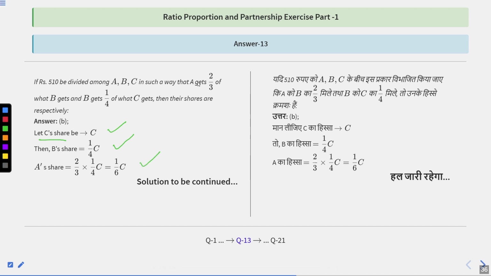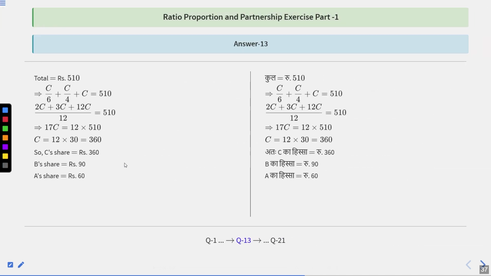Clear? Because the question says that A gets 2/3 of B and B gets 1/4 of C. So A gets 2/3 of 1/4 of C, which is 1/6 of C. Solution to be continued. The total amount we have is 510 rupees. So when we sum up, C/6 + C/4 + C = 510. When we solve it, we get 17C = 12 × 510. So from that, we get the value of C, which is 360.